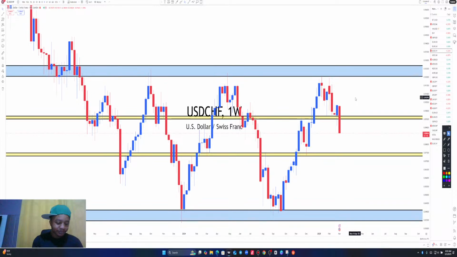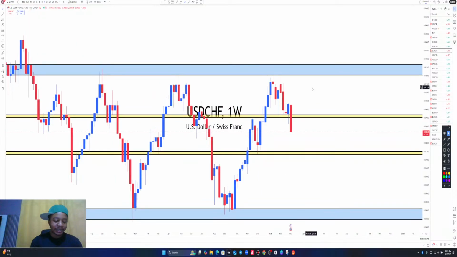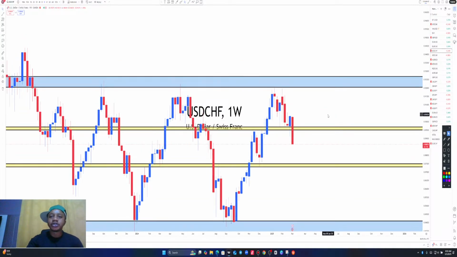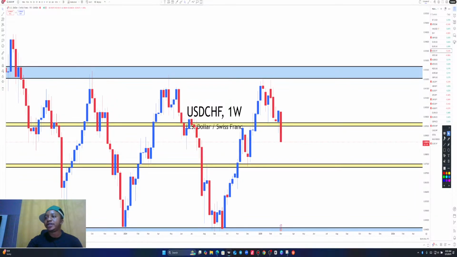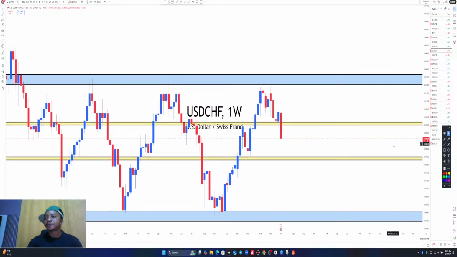All right, so USD CHF in the analysis on the weekly. Okay, let's continue. All right, so on the weekly time frame, what is happening over here? So we have the weekly upper zone and the weekly lower zone over here.